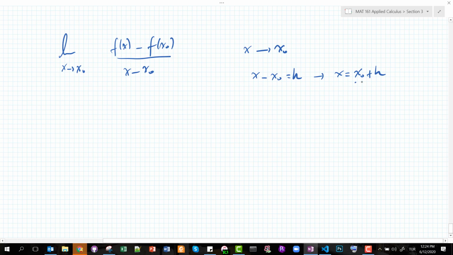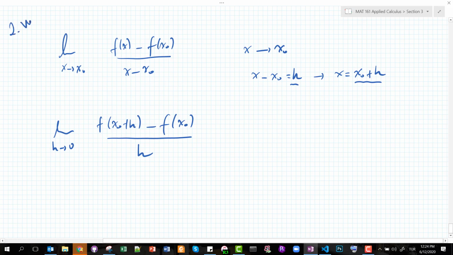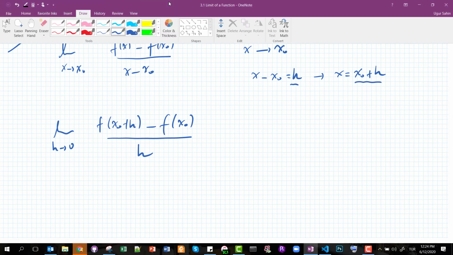If I use this new expression in the instantaneous rate of change, I would get this. When x goes to x0, instead of this, I'm just going to use h. If x goes to x0, h goes to 0. And then here, x is equal to x0 plus h, minus f of x0. And then the bottom part, as you see, is h. This is another version of the instantaneous rate of change formula, so we can say this is the second version.